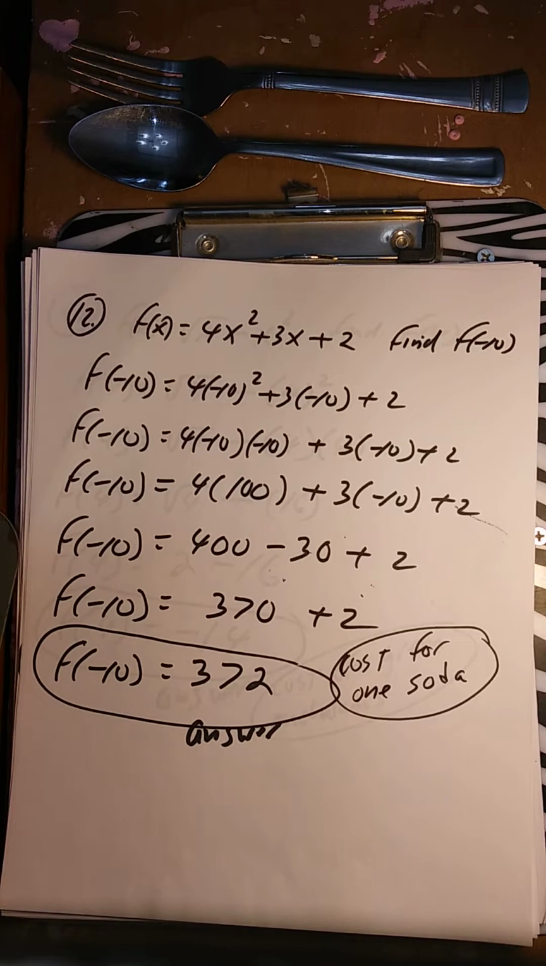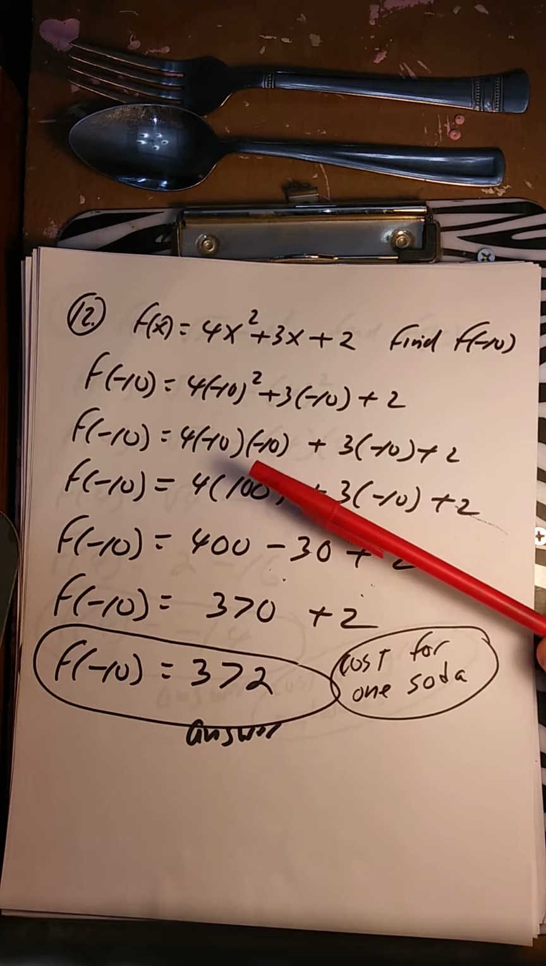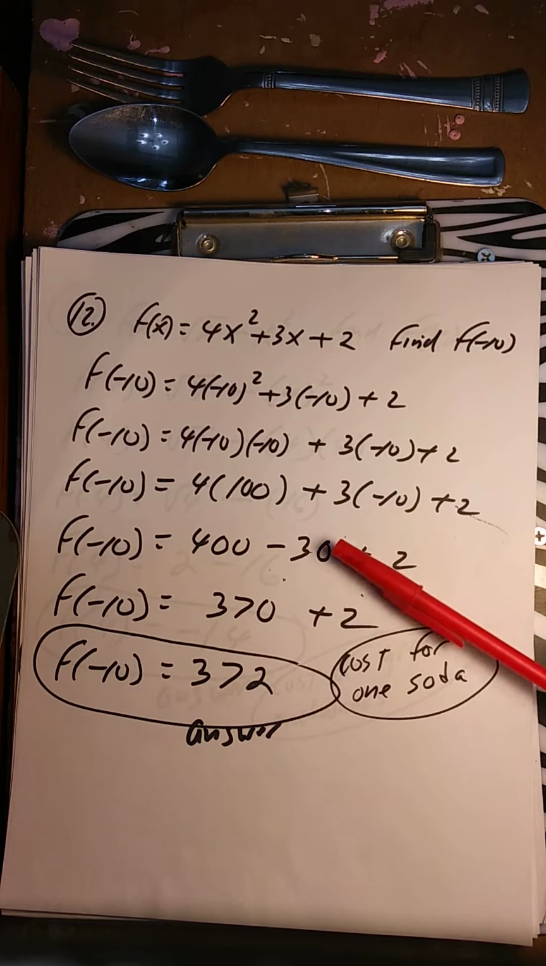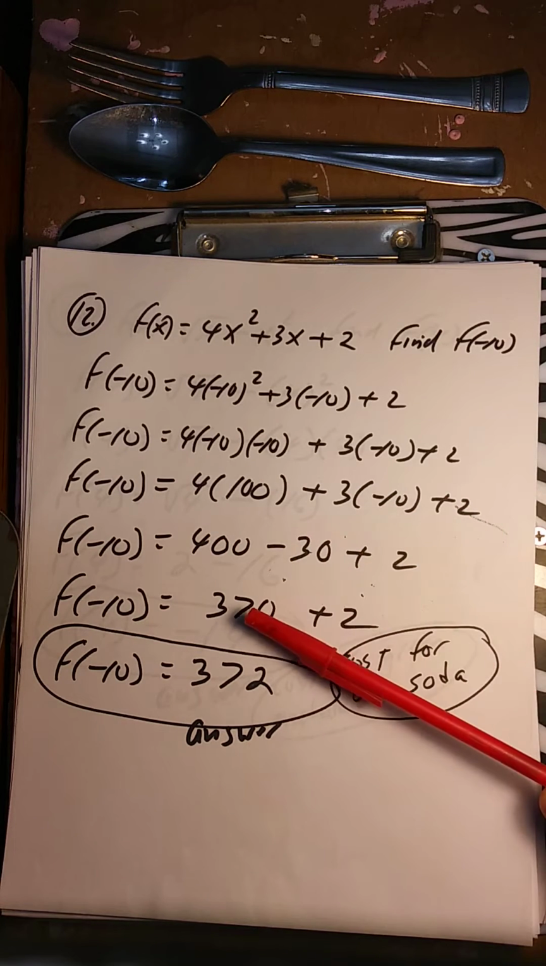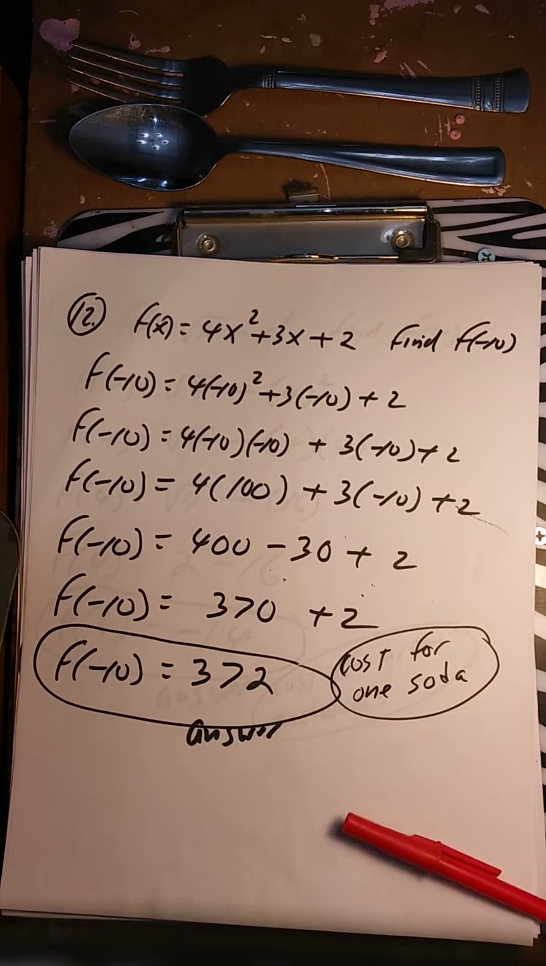All right, this one. Evaluate this function. F of negative 10. So we're going to put those numbers in there. Put a negative 10 there. Negative 10 times negative 10 is a positive 100. Copy this. 400 minus 30 plus that. Now this right here is going to be 370. Add 2 more. So that's 372. What would it be like, the cost for one soda?